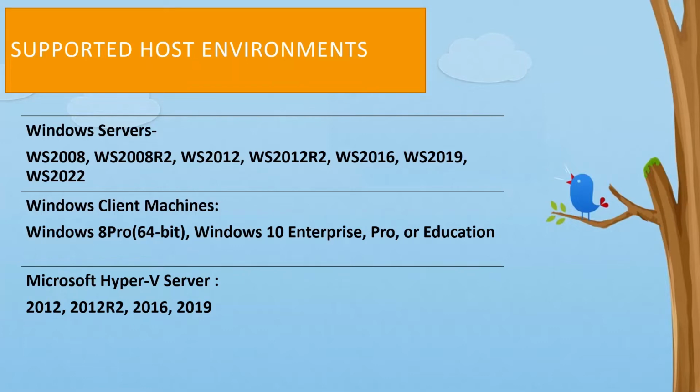10 Enterprise, Windows 10 Pro or Windows Education. Hyper-V is not supported on Windows 10 Home versions, so make sure that when you install Hyper-V on Windows client machines, it is not the Windows 10 Home version. You need to upgrade it to Windows 10 Pro at least to be able to install Hyper-V on it. Microsoft also provides the virtual hard disk for Hyper-V servers. These virtual hard disks come with pre-installed Hyper-V environments, so you will not need to install anything on it.